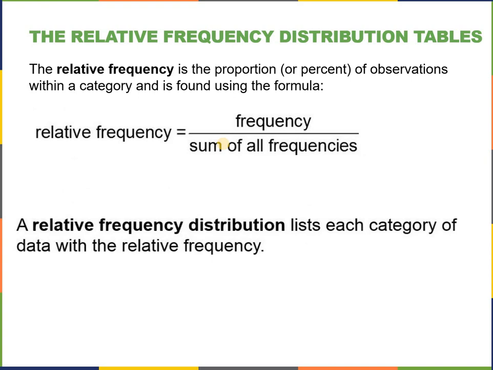The relative frequency table is another way of organizing your qualitative data. It is created from the frequency table. The relative frequency is basically the frequency of the category divided by the sum of all frequencies, which is basically the sample size. The relative frequency distribution lists each category of the data with its relative frequency.